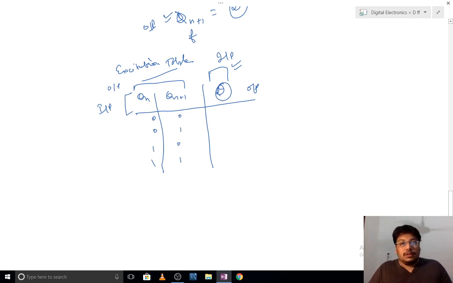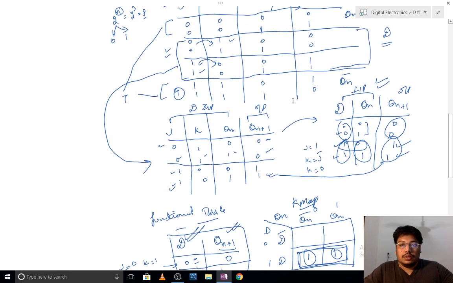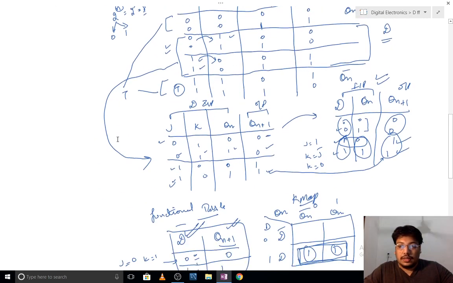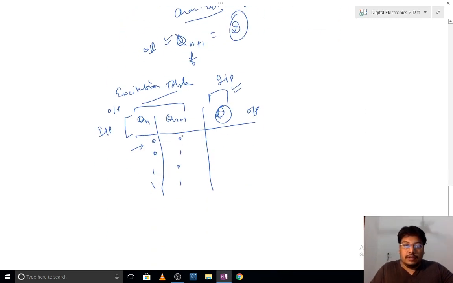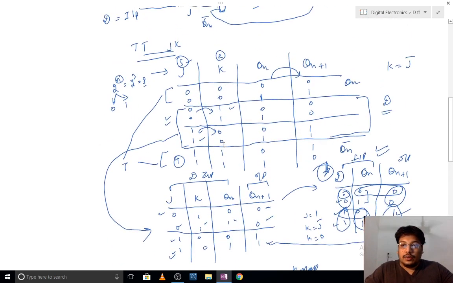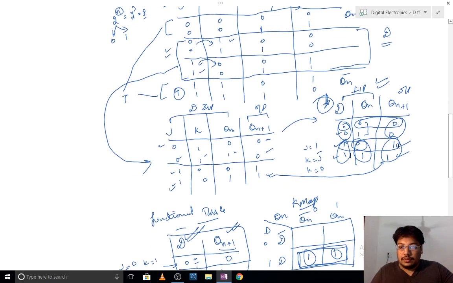Now we will define this excitation table from the truth table only. We will check where Qn and Qn plus 1 is 0 0. So D is 0. When Qn and Qn plus 1 is 0 1, this is the case: Qn is 0 and Qn plus 1 is 1. So the D was 1.